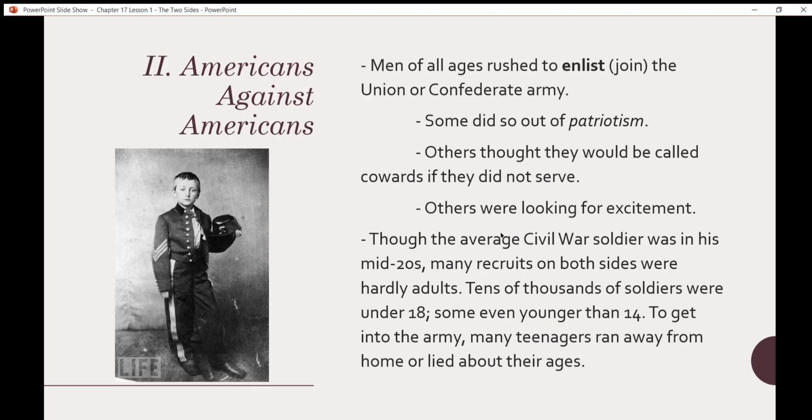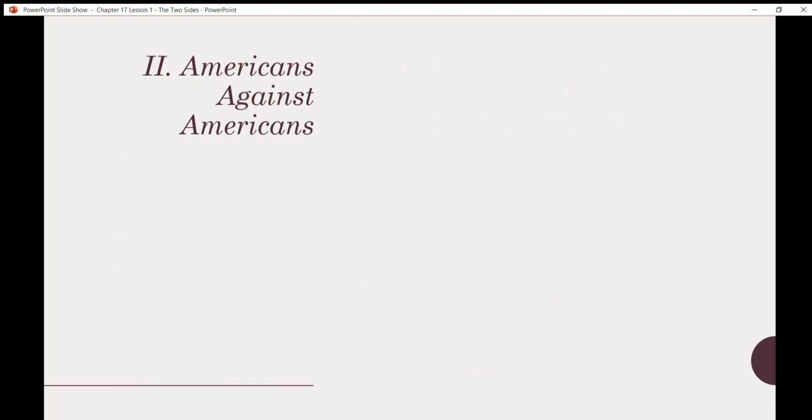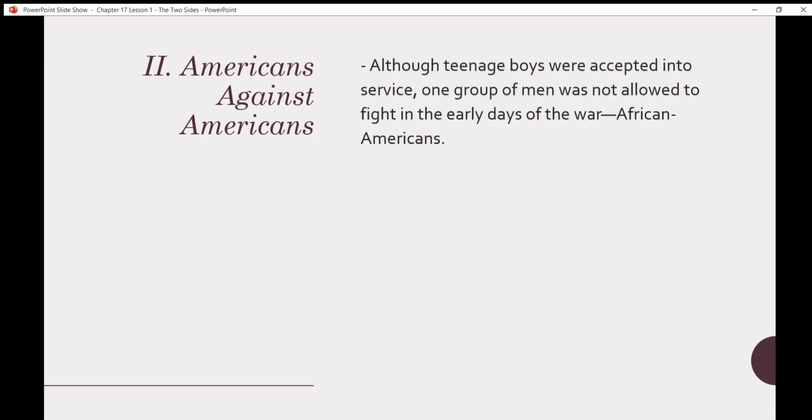You can see here a picture of what appears to be a very young boy who actually was credited by Life magazine as being one of the most influential soldiers during the Civil War. So I'll be able to send you an article about him on a separate occasion to you guys on Classcraft.